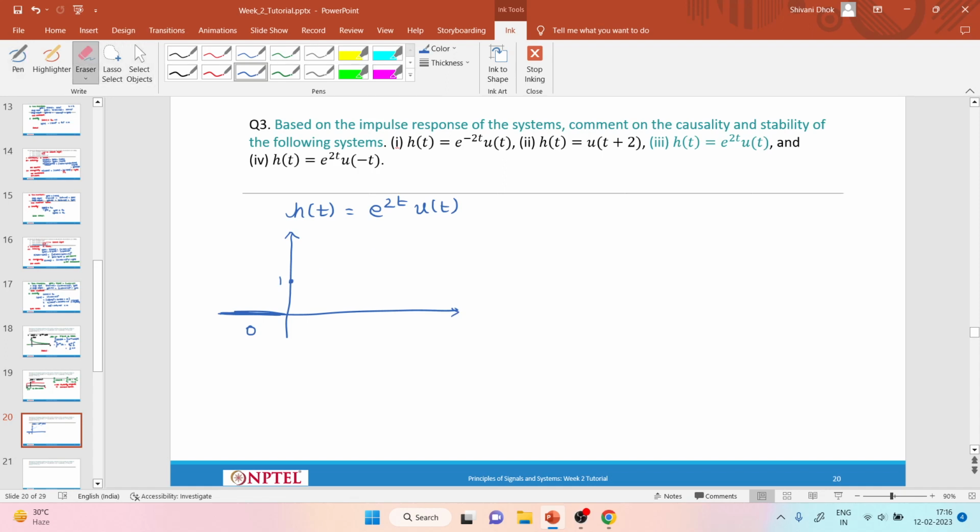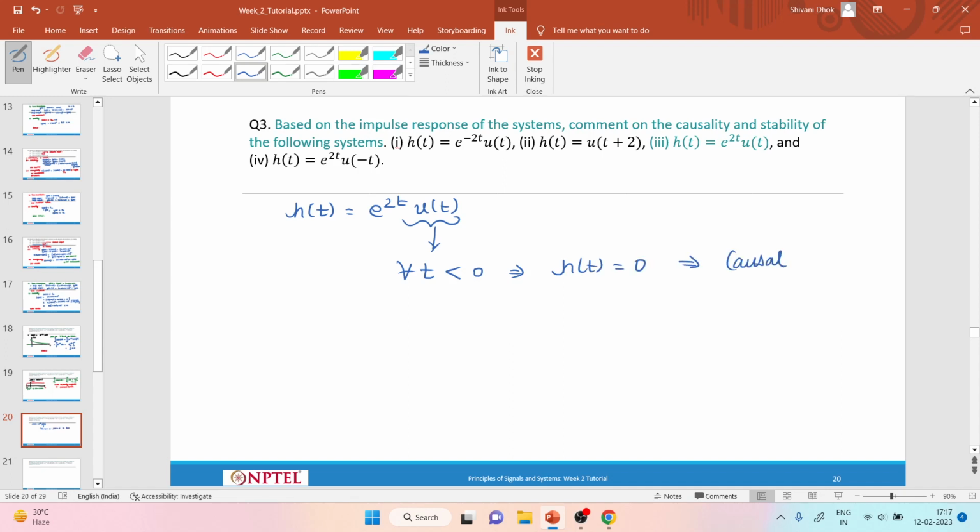So again we observe that for all the values of t, because of this u of t, for all the values of t which are less than 0, my h of t is equal to 0, which means that it is a causal system.